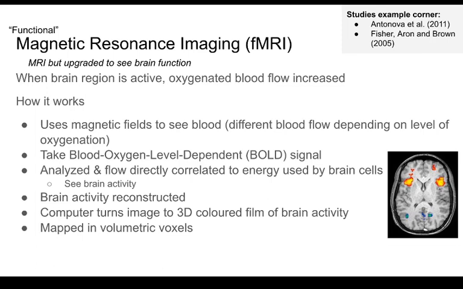Let's say when participants are doing something, they can do it while they're in the machine and being measured, and researchers will be able to detect the blood changes in your brain. So it's an indirect way to see your brain activity.